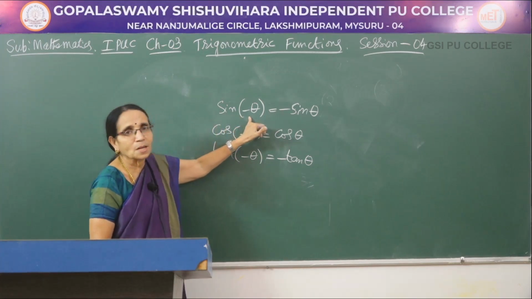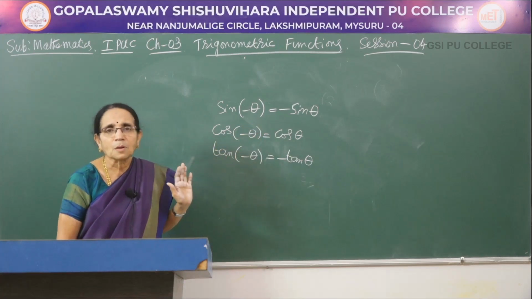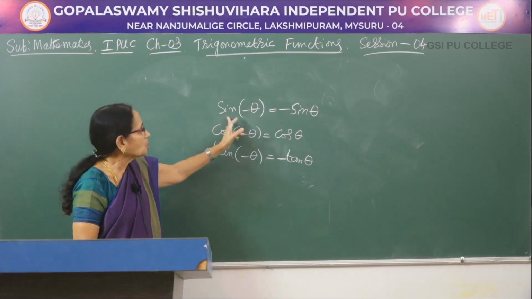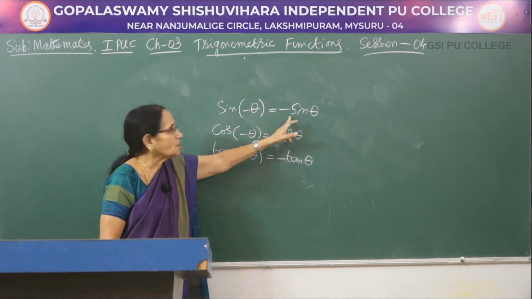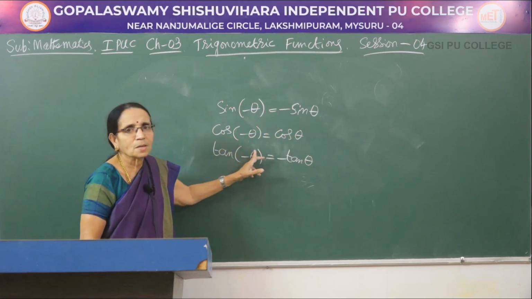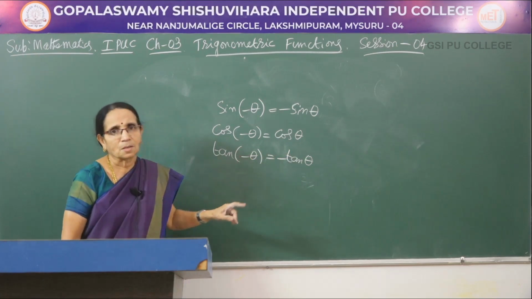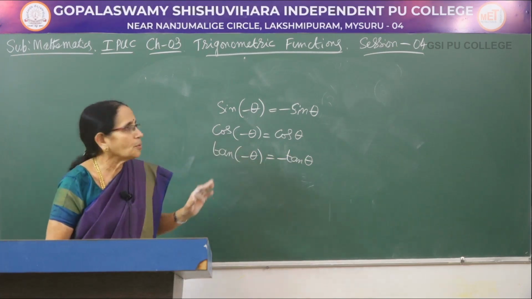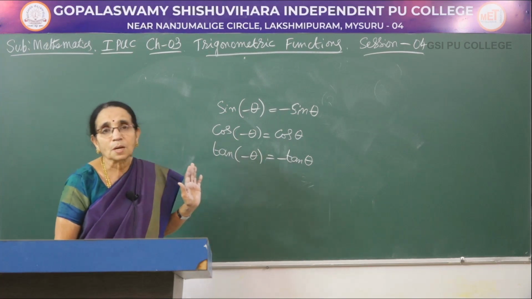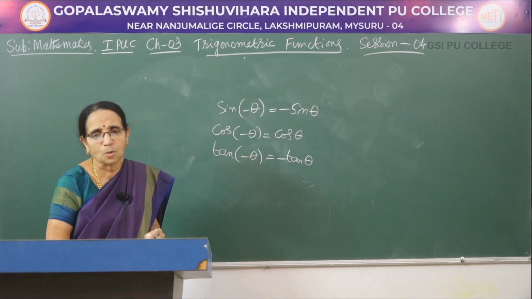Whatever rule I am telling for sin theta, it is applicable for cosecant theta also. Cosecant of minus theta is minus cosecant theta. Secant of minus theta is plus secant theta. Cot of minus theta is minus cot theta. So, if I apply a rule for a particular ratio, the rule is applicable to its reciprocal also.